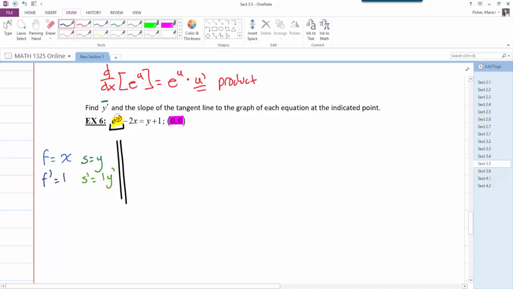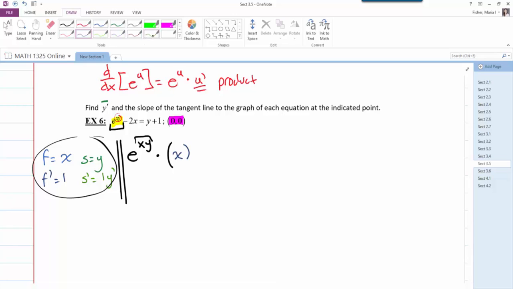So the derivative of e to the xy is e to the xy times the derivative of xy. Well, the derivative of xy, remember, is a product. So now let's go to the product rule: the first times the derivative of the second plus the second times the derivative of the first.